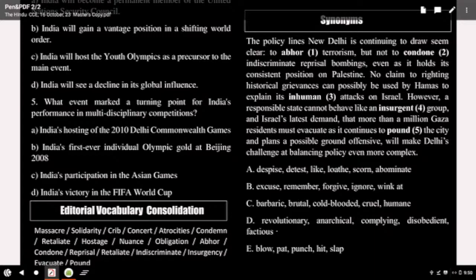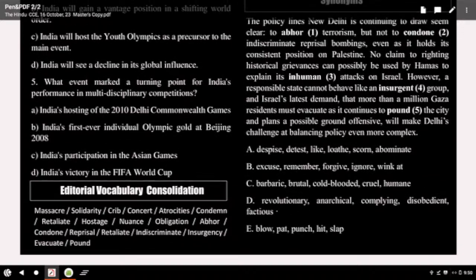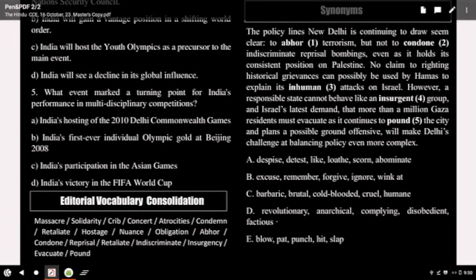What is the fourth word here? Insurgent. Revolutionary, anarchical, complying, disobedient, factious. How many of you say complying? That is the answer. You don't comply, it results in revolution, agitation, deterrence, all these. Comply means you follow. What is the last word?